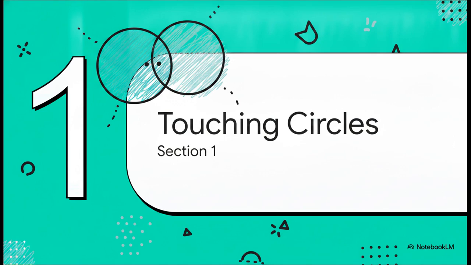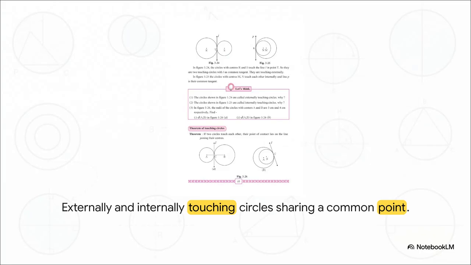Section 1. Touching circles. So I want you to imagine what happens when two completely independent circles meet at exactly one single point in space. Just one tiny dot of connection. We actually have two ways this can happen. We can have externally touching circles, where they just kind of bump into each other on the outside, or we can have internally touching circles, where a smaller circle rests neatly inside a larger one. But here is the really interesting part. In both of these cases, they share exactly one common point of contact and a single common tangent line that passes right through that exact spot.